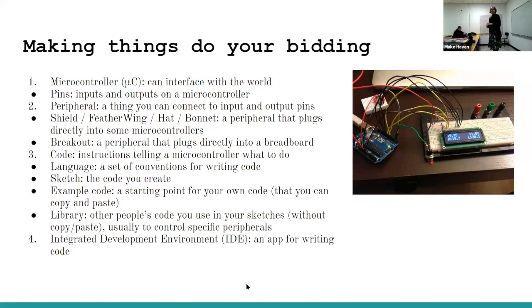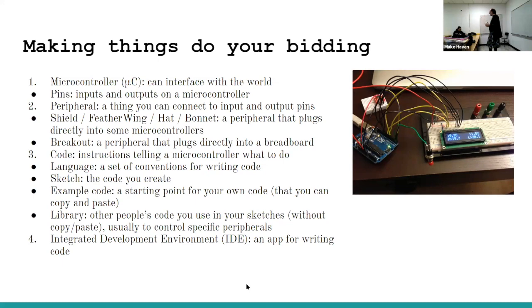And those peripherals sometimes have weird names. The 4 that I'm going to call out are shields, feather wings, hats, and bonnets. All of these specifically refer to a shape of a peripheral that is compatible with a specific type of microcontroller. So if you have a microcontroller that is called a feather, which is a brand name from Adafruit, then peripherals that are specifically designed for it are called feather wings. And for some other microcontrollers, peripherals specifically designed for them are called shields, etc. So if you see one of those words, that's what that means.